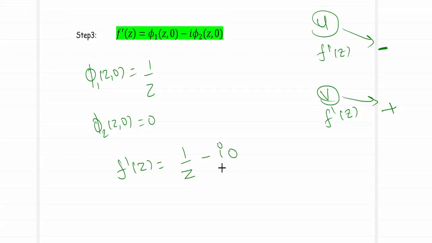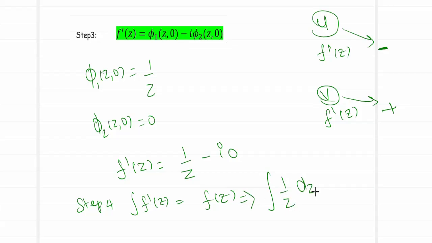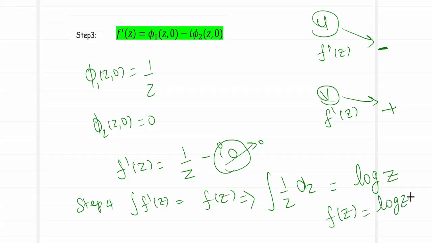So now my step 4, what is going to be step 4? Integral of my f dash of z will give me my f of z. So I am going to integrate my 1 by z with respect to z. This part is already 0, so it is not going to affect me. What is 1 by z dz on integration? We have it equal to log z. Therefore, the required analytic function is f of z equal to log z.